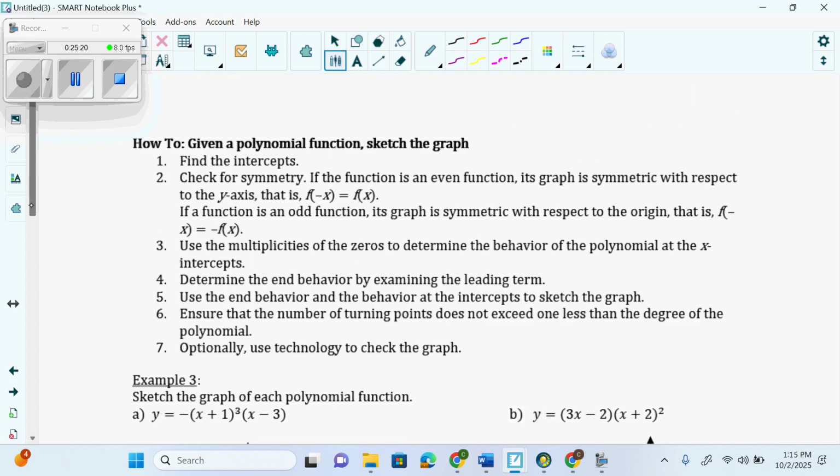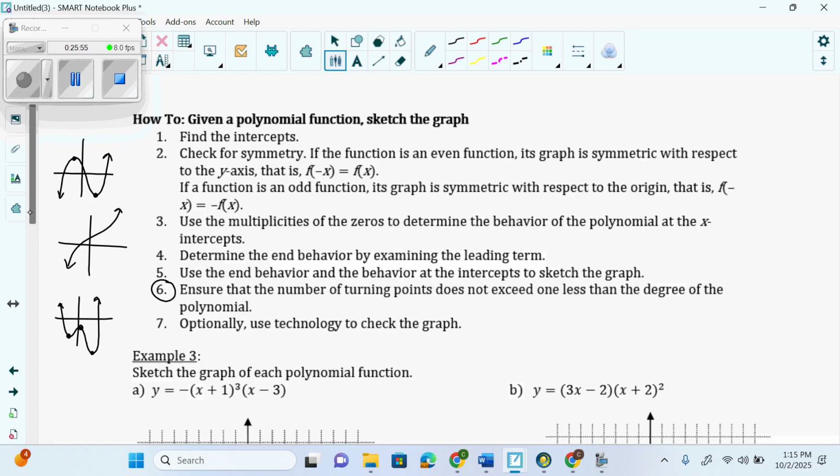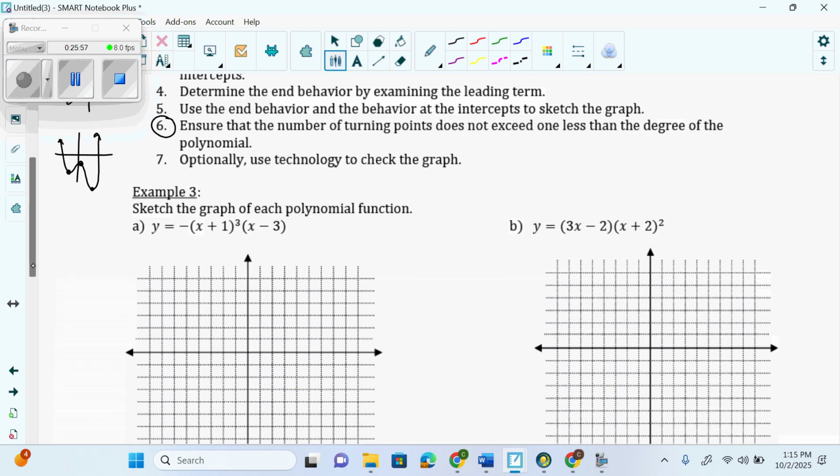What the heck does that mean? Well, if it's degree 3, it could look like this. Turning points are maxes and mins. That's 1, 2 turning points, and it's a degree 3, correct? Or it could have no turning points. It could just have a point of inflection. But what it cannot have if it's a degree 3 is more than 2. It has to be 1 less for sure. Like a degree 4 makes a W, let's say. It has 1, 2, 3, which is 1 less than the degree, correct? So that's what this is saying. And optionally use technology. Wow. Technology.